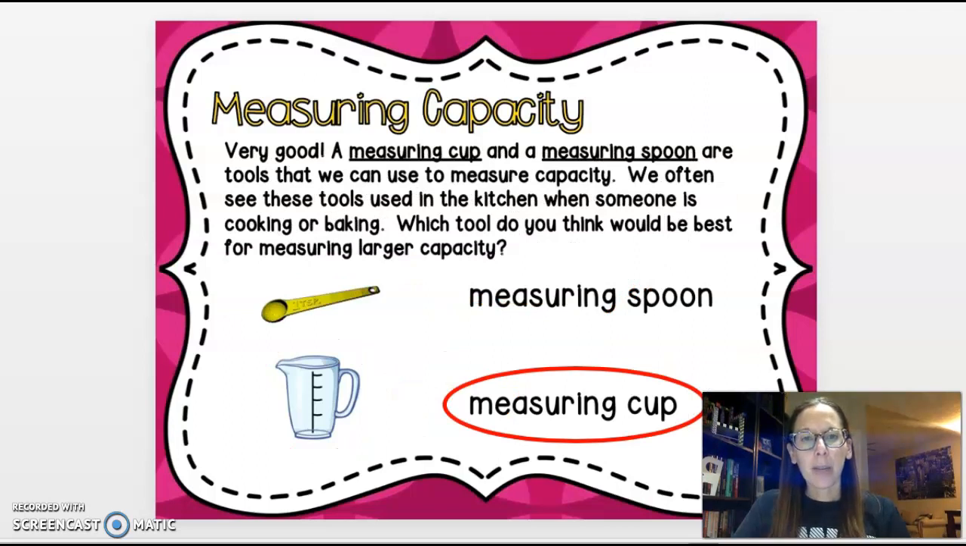Very good. A measuring cup and a measuring spoon are tools that we use to measure capacity. We often see these tools used in the kitchen when someone is cooking or baking. Which tool do you think would be best for measuring the larger capacity? Yep, a measuring cup, because the teaspoons are not very big.